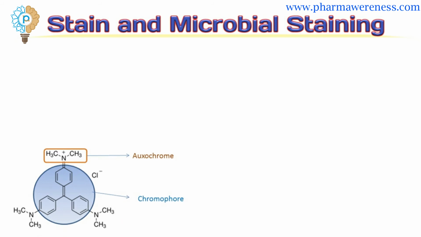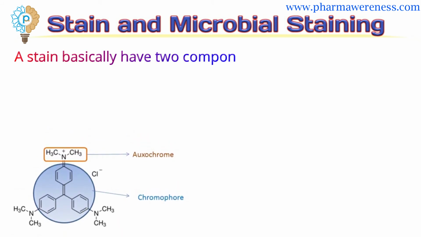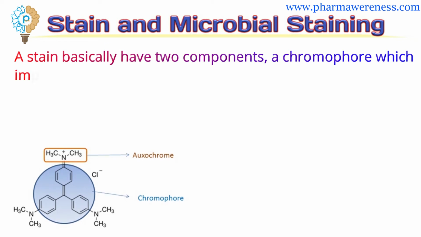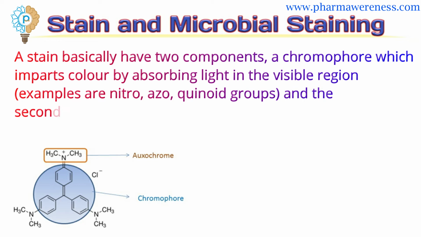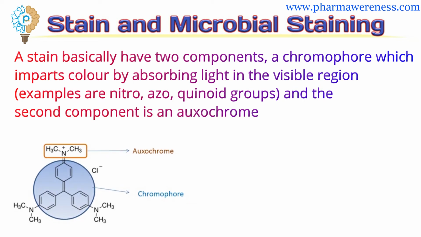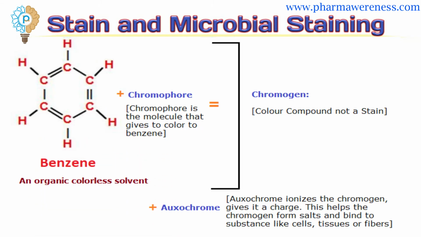Now, structure of the stain. A stain basically has two components. A chromophore, which imparts color by absorbing light in the visible region. Examples are nitro, azo, quinoid groups. And the second component is an auxochrome group, which fixes the color. Now I am explaining the structure of a stain with an example so that you can get a clear idea. Just concentrate on the picture.